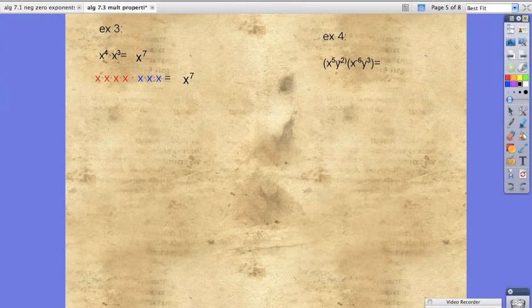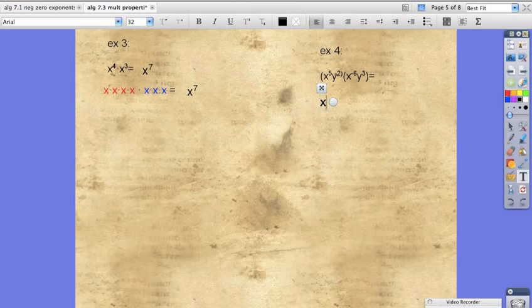So now, for example 4, notice that we have x to the fifth times x to the negative sixth. Hopefully by now you've realized that as we multiply exponents with the same base, like notice they're both x's, we're just adding their exponents. So really we have x to the fifth plus negative 6. And we have y to the second plus 3. Now if you simplify that, you get x to the negative first power, y to the fifth. And that's your final answer.